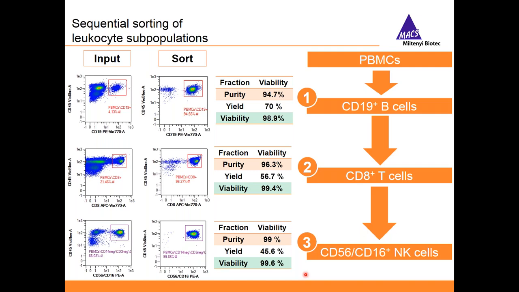And you don't need to do that only for different populations. You can also do it for the same cell population if you want to go for different sorting steps to enhance purity over time, for example.